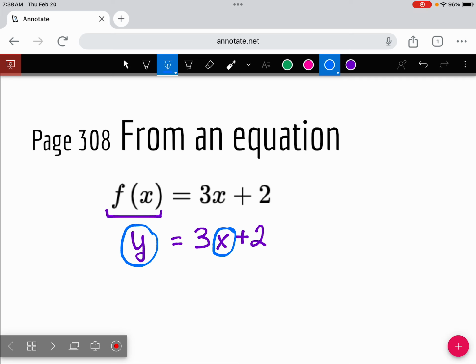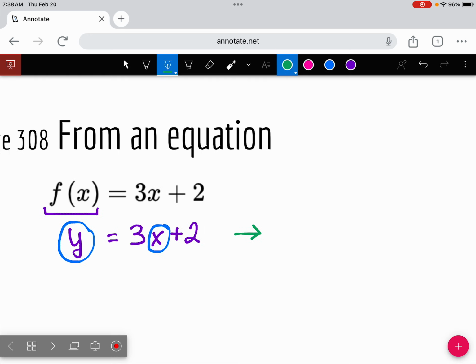X and y change places. This is the step that technically creates the inverse. My x is going to go where my y was. My y is going to go where my x was. So we're going to write this as x equals 3y plus 2. That's the step that makes the inverse.